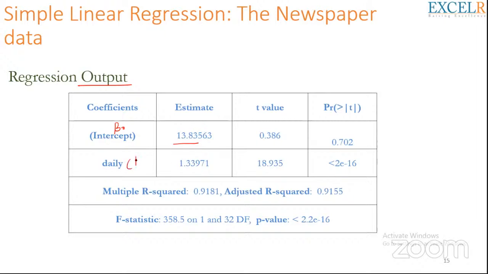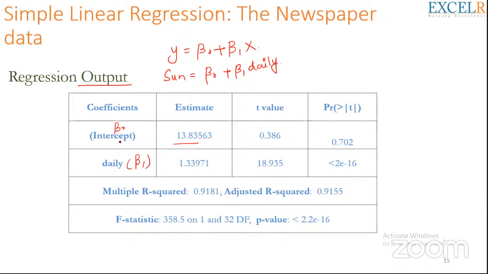And this is the coefficient of the daily. So if you see the regression equation, y equal to beta naught plus beta 1 into x. So that y is nothing but Sunday. Sunday equal to beta naught plus beta 1 into daily, right? So this is what actually the regression equation is.